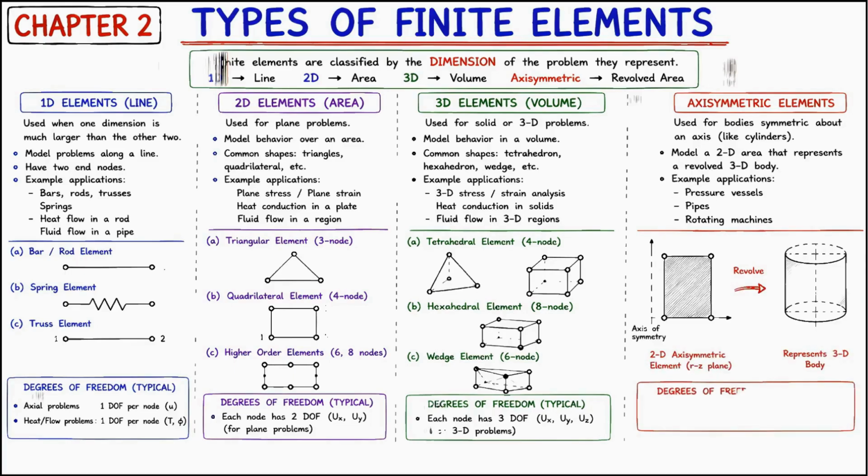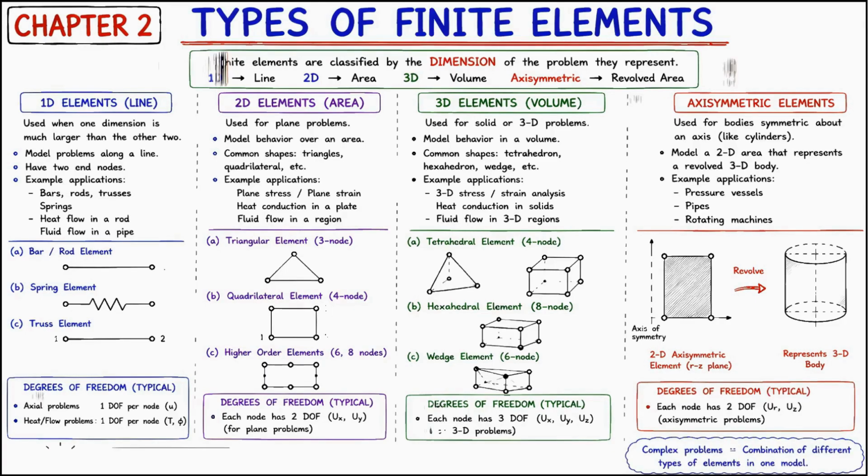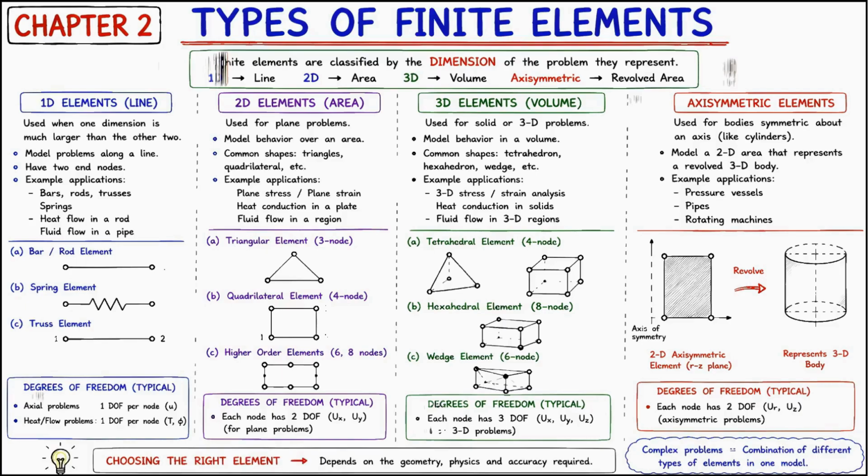So remember this simple classification. One-dimensional elements model lines. Two-dimensional elements model surfaces. Three-dimensional elements model volumes. Axisymmetric elements model bodies of revolution. Choosing the right element always depends on the geometry, the physics involved, and the level of accuracy required. Now that we know different element types, another important question comes to mind. What information is actually stored at every node? The answer lies in the concept of degrees of freedom.